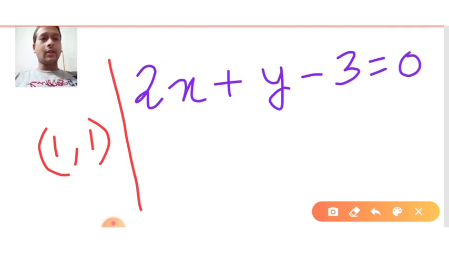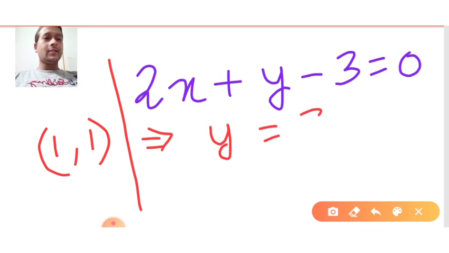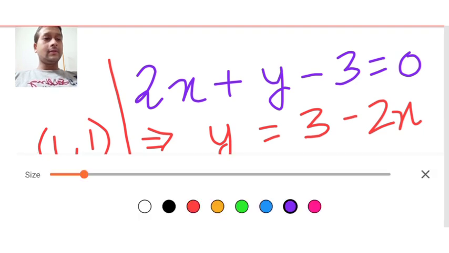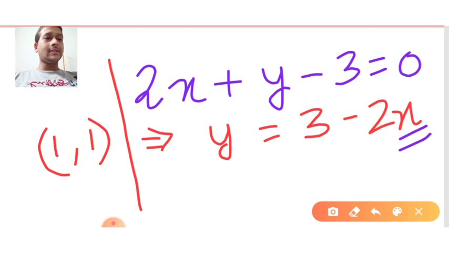Now what we can do for this, we can keep this y on this side, and this 3 will go on that side, and this 2x will go on this side. So it will give us another equation. That means for some values of x, you will have some values of y, which will satisfy this equation. This first is the abscissa, that is the x coordinate, and the other is the y coordinate.